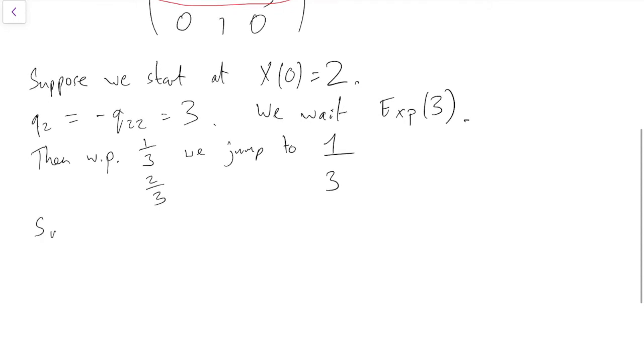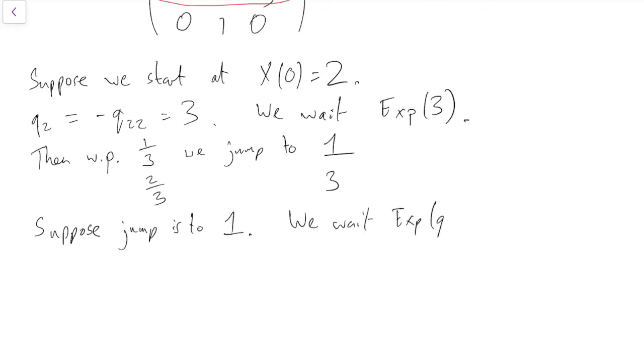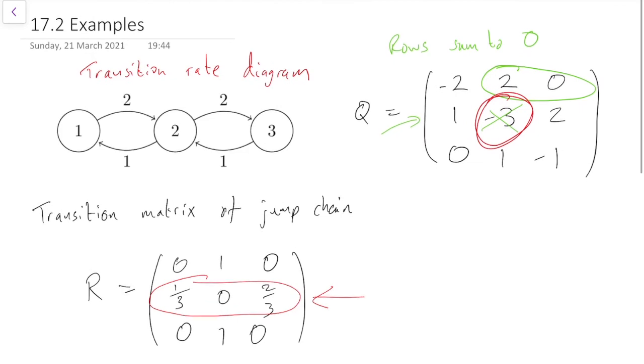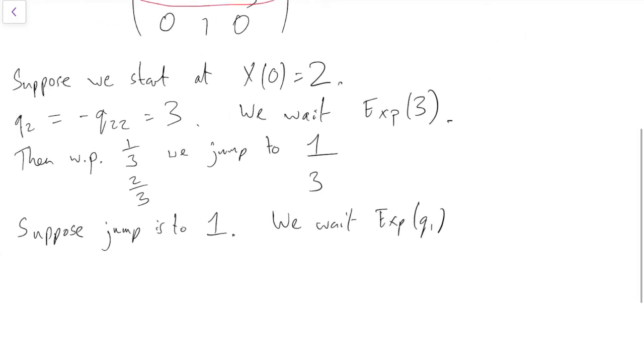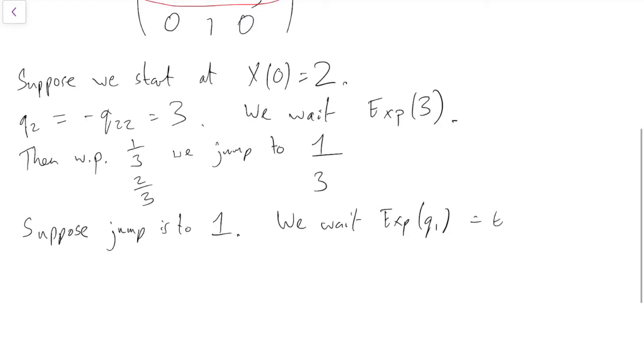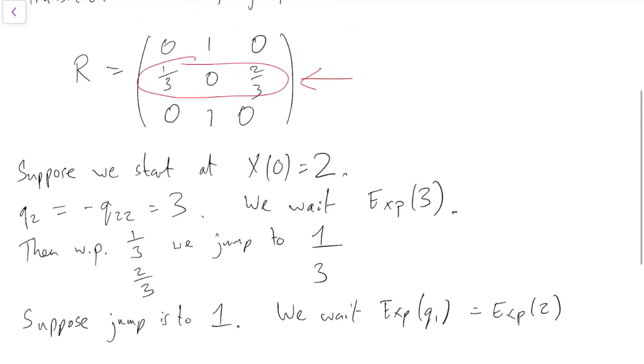Similarly, if we suppose the jump is to 1, let's say, then we wait an exponential Q1 amount of time. Q1 is minus that entry there, so that's plus 2. So we wait an exponential 2 amount of time. And where do we jump to? Well, that's this row here, the top row, and that says we automatically jump to 2.